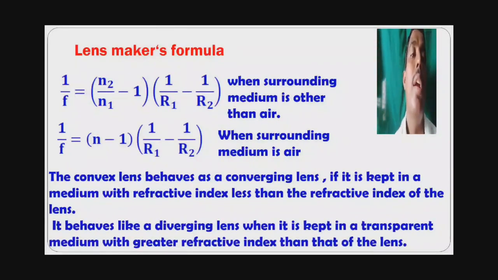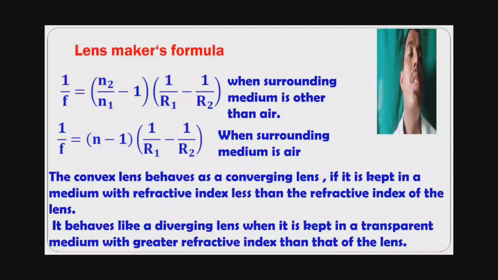It behaves like a diverging lens when it is kept in a transparent medium with greater refractive index than that of the lens. If the convex lens is placed in a medium whose refractive index is greater than the refractive index of the lens, at that case, it behaves like a diverging lens. That means n2 is greater than n1. When n2 is greater than n1, f will become negative. That's why it behaves like a diverging lens.